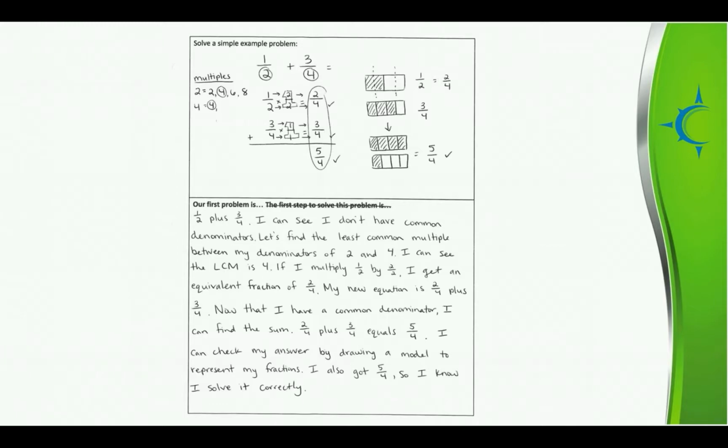Now that I have a common denominator, I can find the sum. 2/4 plus 3/4 equals 5/4. I can check my answer by drawing a model to represent my fractions. I also got 5/4, so I know I solved it correctly." The presenter literally writes out step for step how she solved the problem.